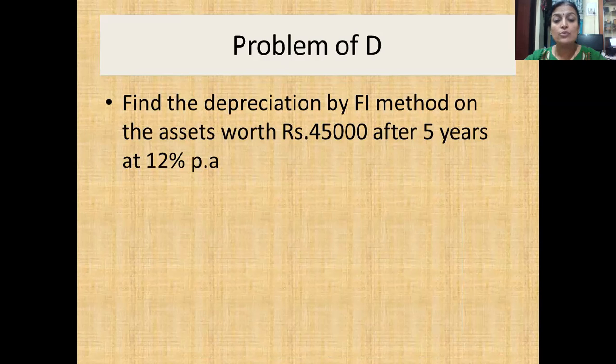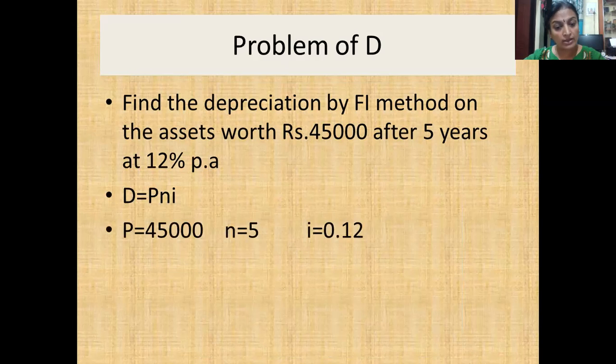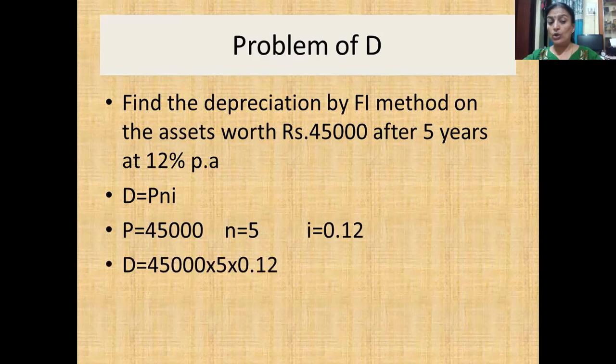And now, the first thing is we have to write the formula. D is equal to PNI. This is the formula. So P is equal to 45,000, N is equal to 5 years, and I is equal to 0.12, that is the rate of depreciation. So let us apply the formula: D is equal to P, that is 45,000, into N, that is 5, into I, that is 0.12. Multiply and you will get 27,000 as the depreciation. I hope you have understood how we have solved it.